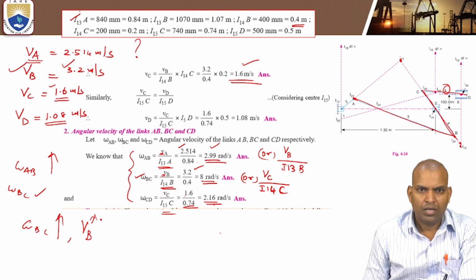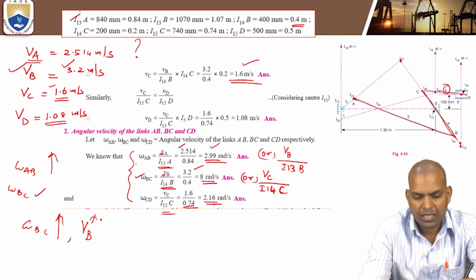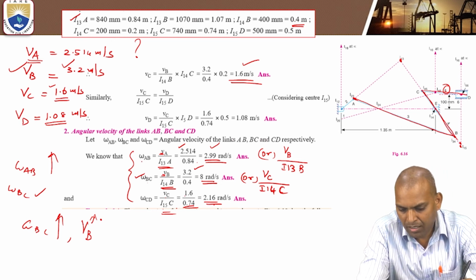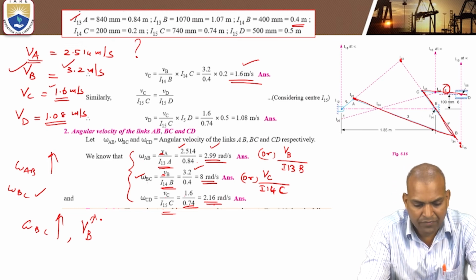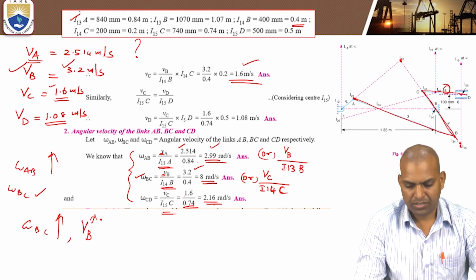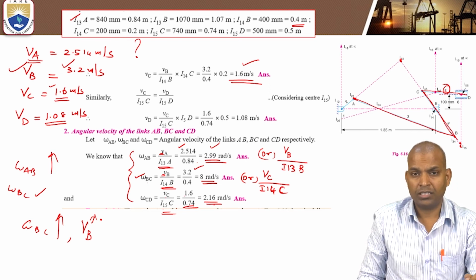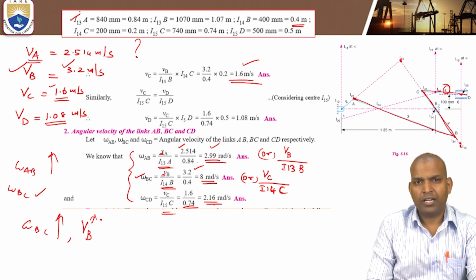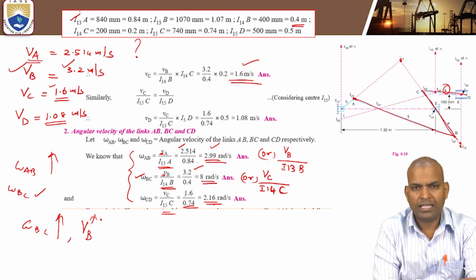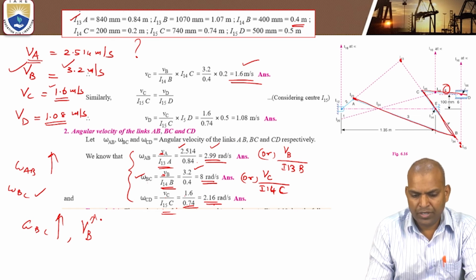VC by I15C. In that manner, we have to find out the angular velocities of various links. Suppose you want omega AB, BC and CD. If you want to find the linear velocity of D, we calculated it already. Any other combinations we can calculate. This is locating I centers of a given mechanism, and also in this session we found the linear velocities of the points B, C and D, and also angular velocities of the links AB, BC and CD. In this manner we have to calculate.